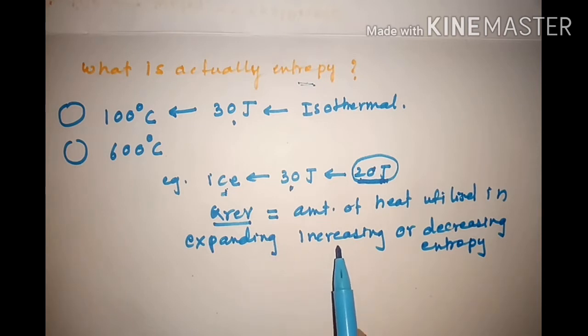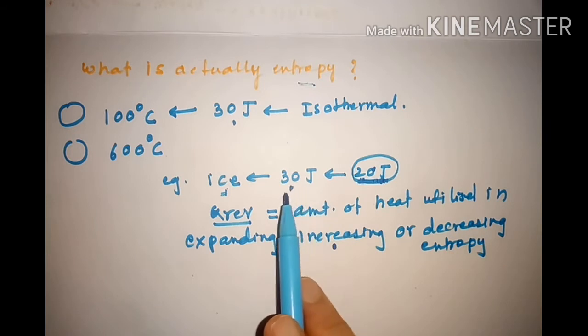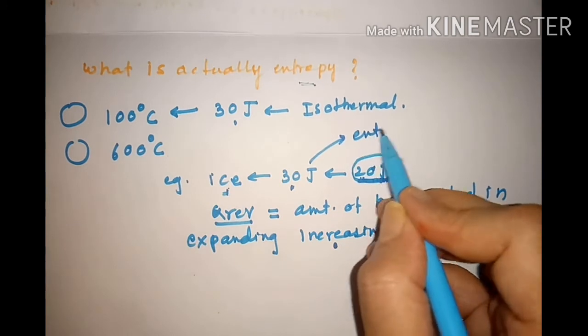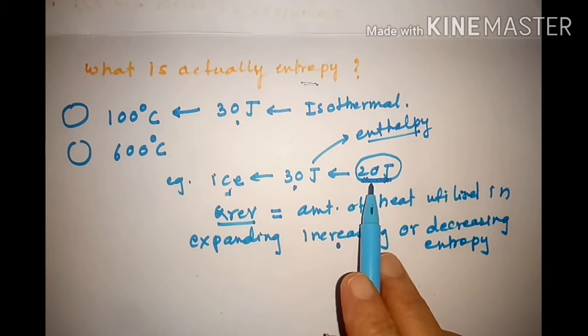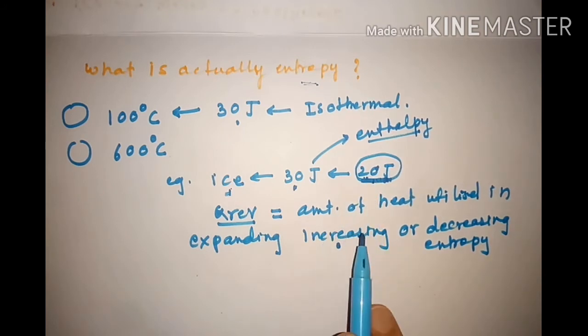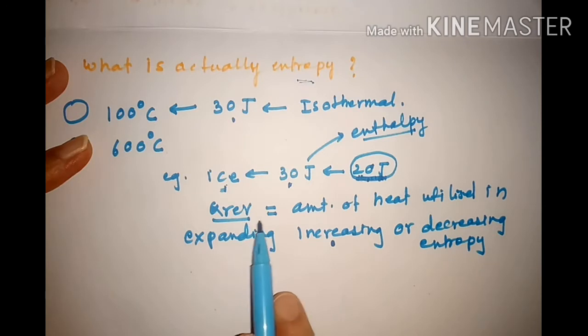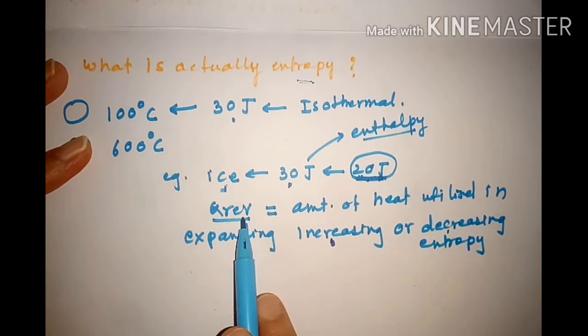So the system can be expanded, and there might be an increase or a decrease in the entropy by utilizing this much amount of heat. If the whole amount of heat is utilized, that is 30 joules, that is what we call enthalpy, isn't it? Out of these 30, you are utilizing only 20 joules. This is the amount of heat utilized in expanding. During this expansion, there might be an increase or decrease in the entropy. That is what we call Q reversible.